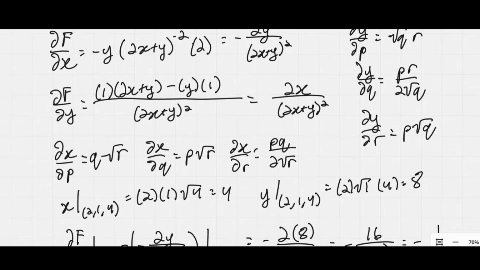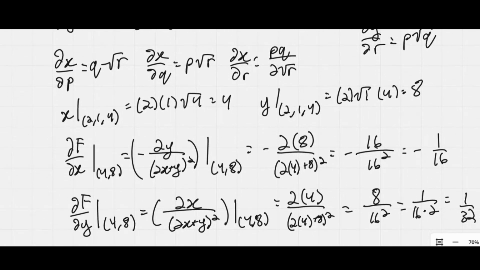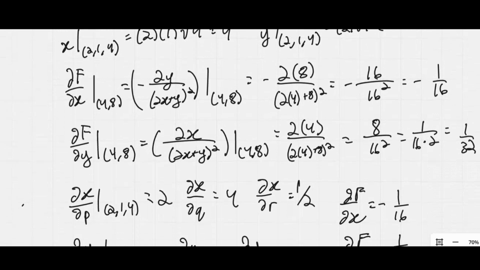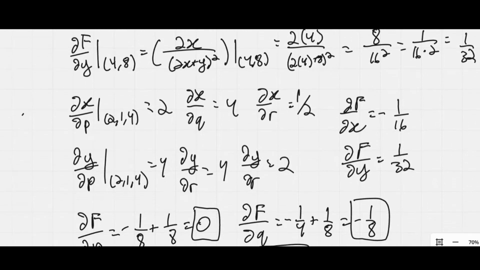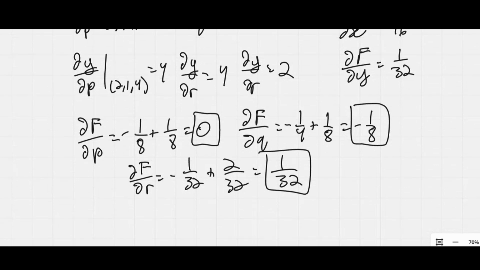We evaluated it at a specific point using the fact that x and y were 4 and 8 respectively, and then using those values, we calculated our partial of f with respect to p, q, and r, and we have those values over here, 0, negative 1 over 8, and 1 over 32 respectively. Let's look at another, more word problem type example.